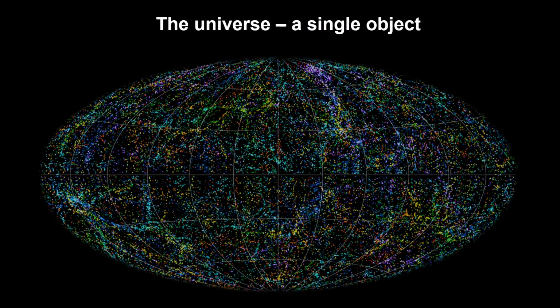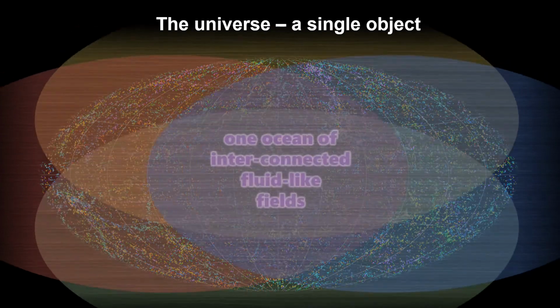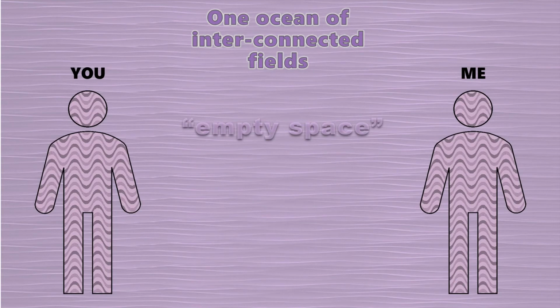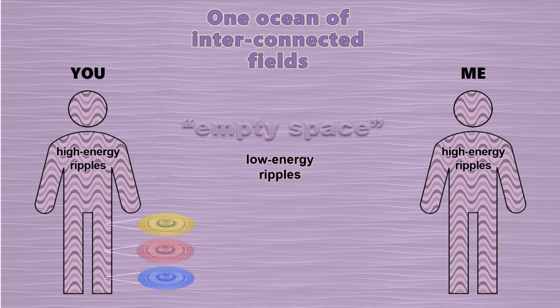So now we can see that the universe is a single object. It's one ocean of interconnected fluid-like fields. Everything in the universe is formed from ripples in these fields, including you and me and so-called empty space. Empty space is where the ocean is rippling with lowest energy. You and I are places where the ocean is rippling with higher energy, and in a more structured way, if you can imagine these waves tied up into little bundles of energy, like little whirlpools in the ocean.